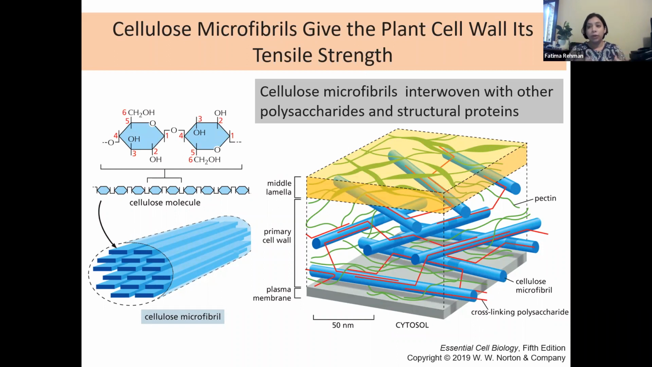Combined together, it's going to create a very strong structure, right? So you have the middle lamella, the primary cell wall, and then underneath you will have your plasma membrane. All of this combined creates that very strong structure.